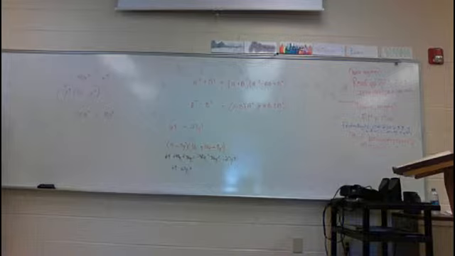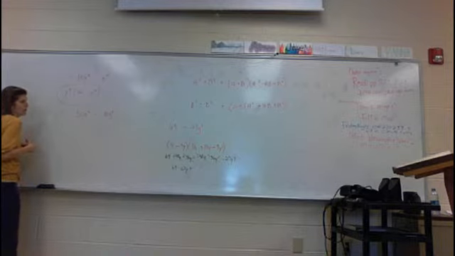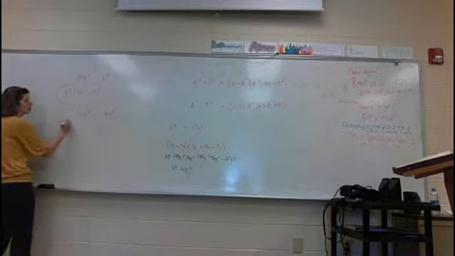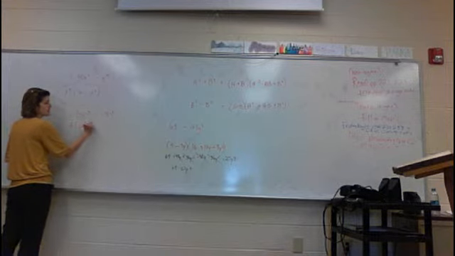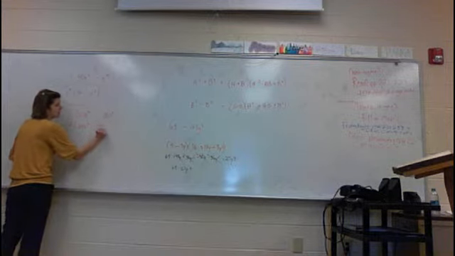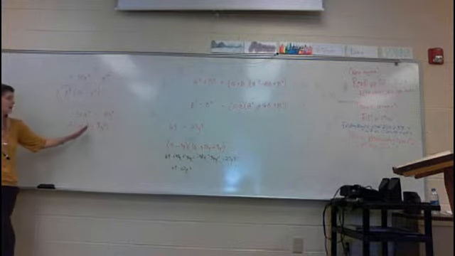What's the first thing we should try to do? Greatest common factor. What is the biggest thing we can take out of that? 2. So that leaves us 25x to the 6 minus 9y to the 8. Now we have a difference.